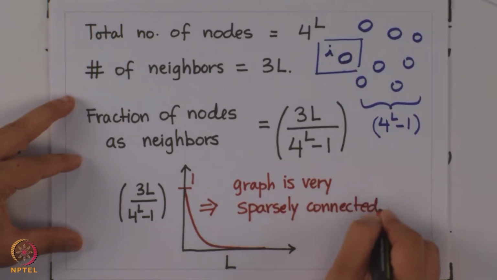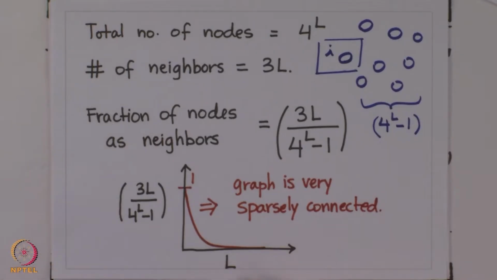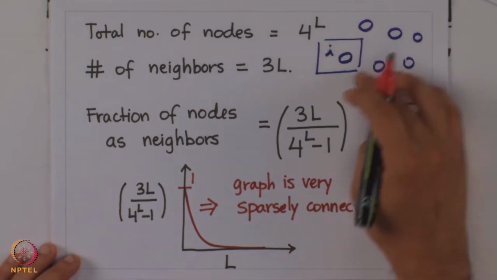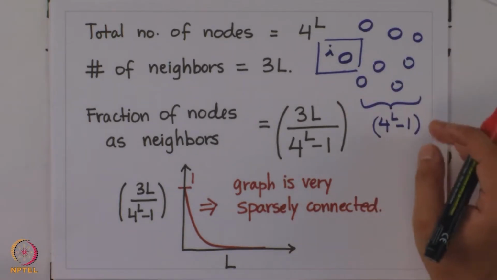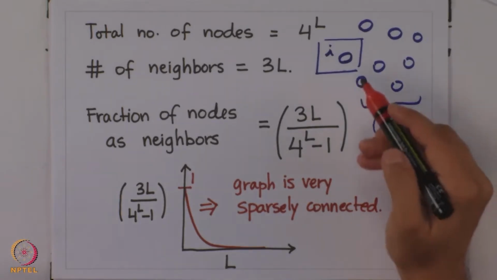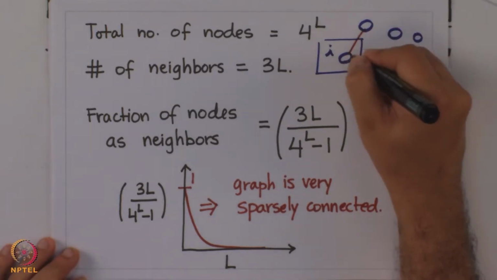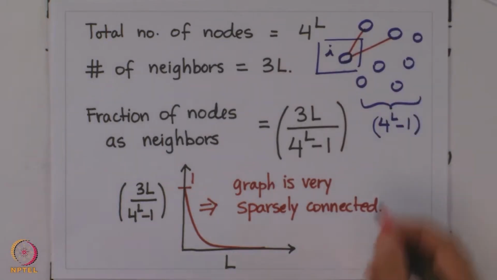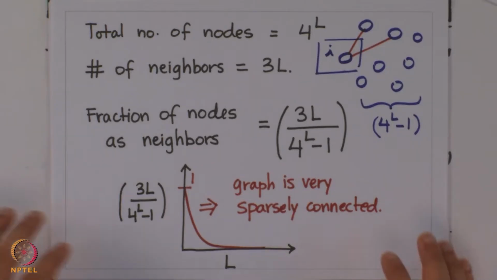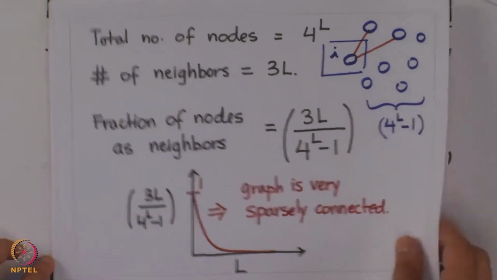For any reasonable length L, that means the total number of nodes present in the sequence, every single node is connected to only a very small fraction of the nodes other than itself in the total number of graphs. So, the sequence space associated with this DNA is a very sparsely connected graph.